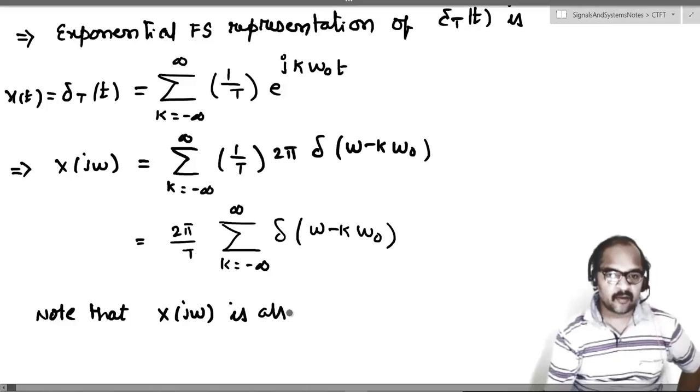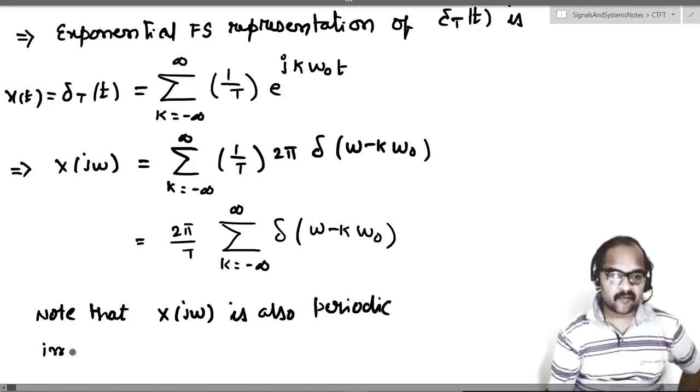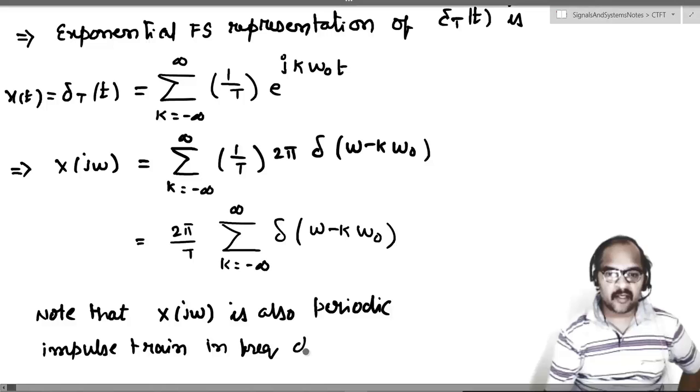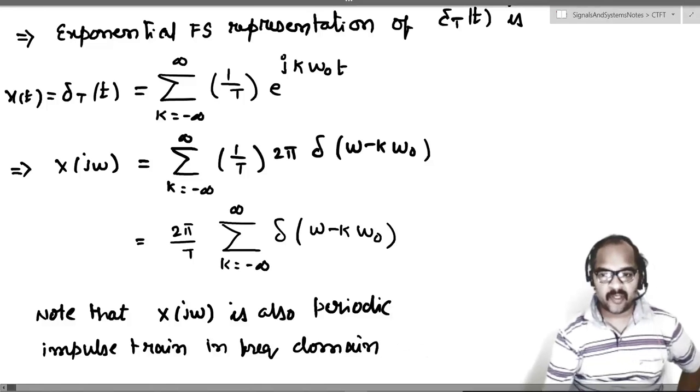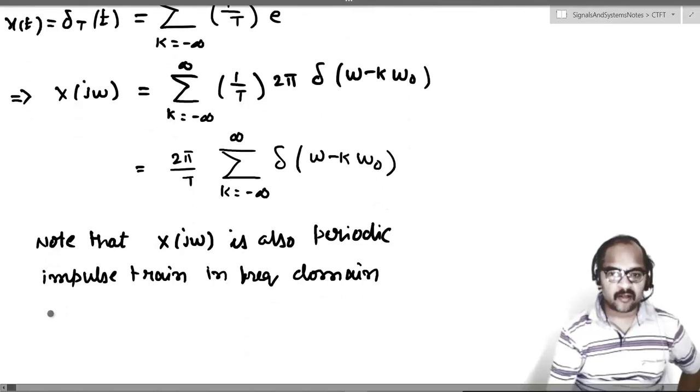It is also a periodic impulse train in frequency domain, with period how much? With period omega naught, correct? Okay, with period omega naught in frequency domain.